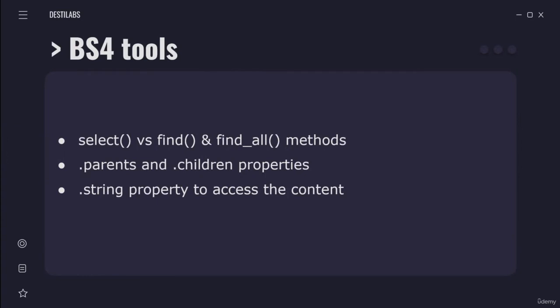First, I'll explain the difference between the select method and find all methods, and why I should prefer the first one more often. Next, we'll look for use cases when you access parents and children elements through specific properties, and we'll review how to get to the text content of tags.